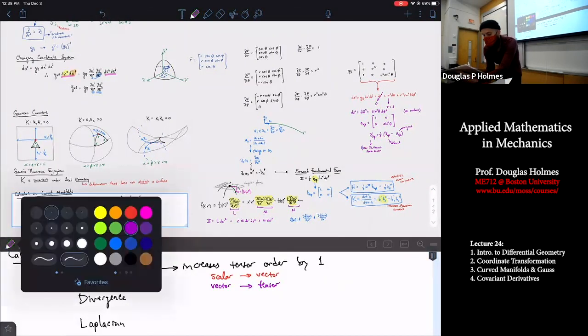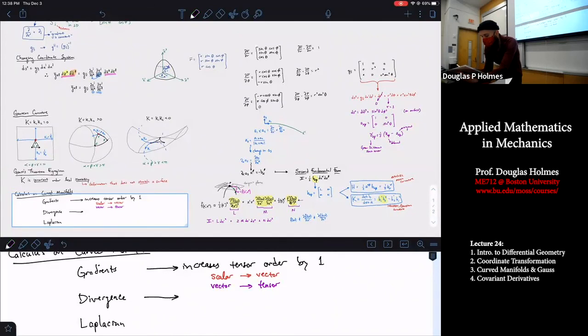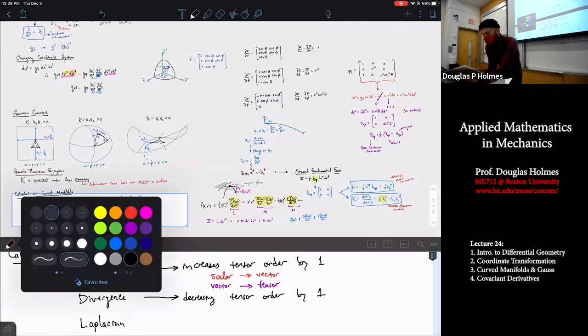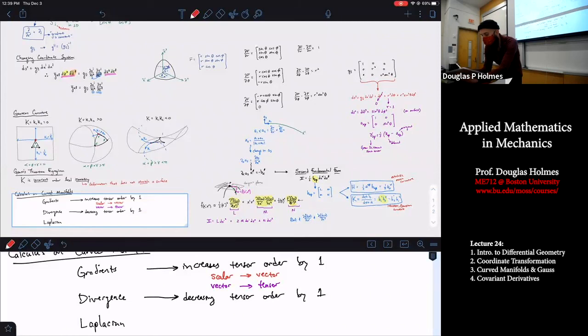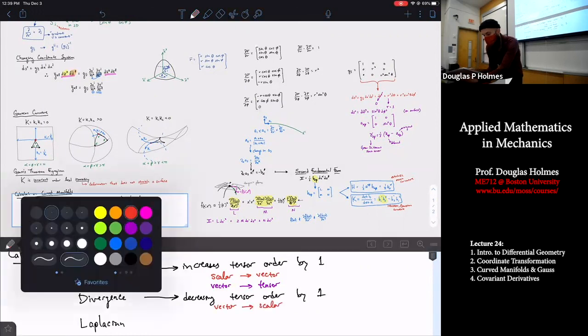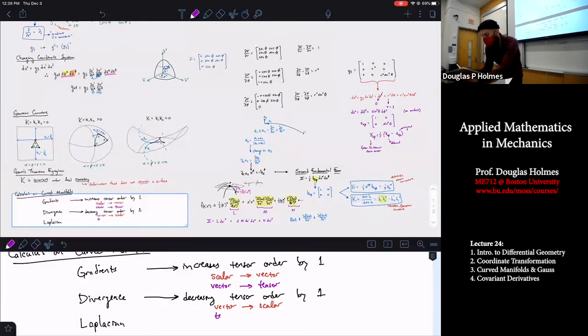A divergence is doing the opposite. Your divergence is decreasing tensor order by 1. So a divergence is going to take a vector and spit out a scalar, or it'll take a tensor and spit out a vector.